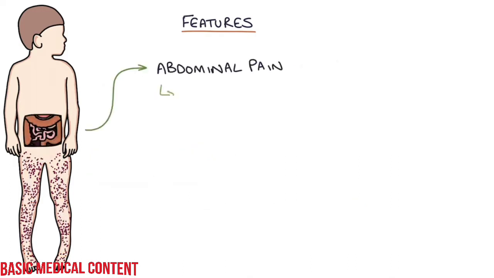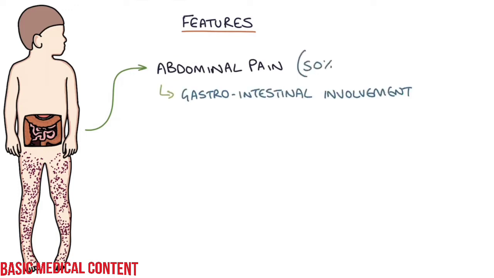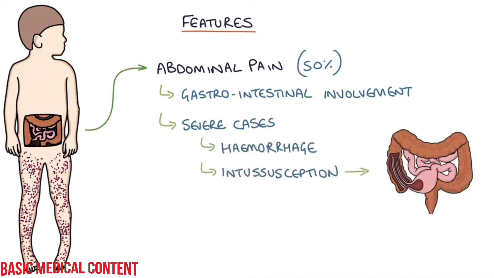Abdominal pain is indicative of gastrointestinal involvement. This affects around 50% of patients with HSP. In severe cases, it can lead to gastrointestinal hemorrhage, intussusception, and bowel infarction.